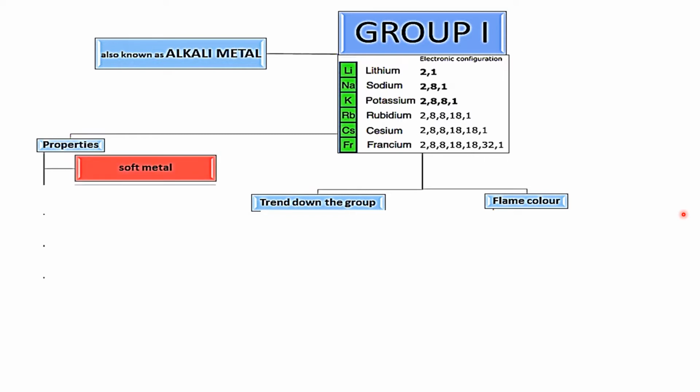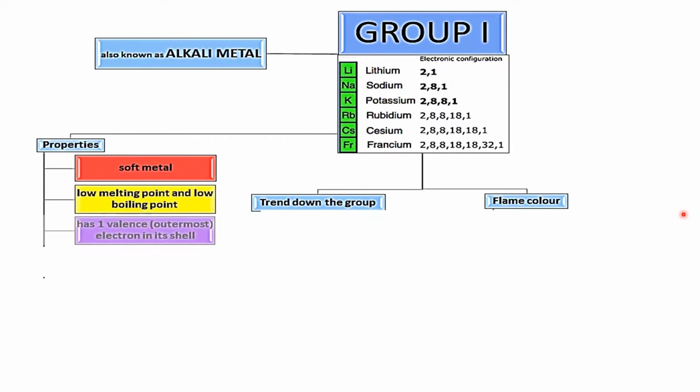Group 1 are soft metals. They have low melting point and low boiling point. They have one valence electron in its shells, which means in its outermost shell, it has one electron only, as shown in the electronic configuration here. All of them ended with the number 1, which means it has one electron only in its outermost shell.